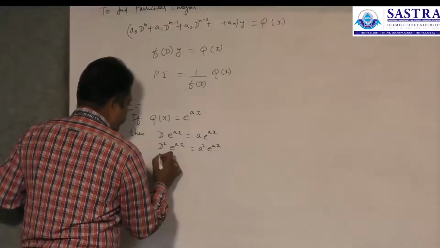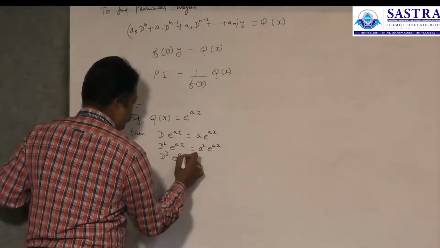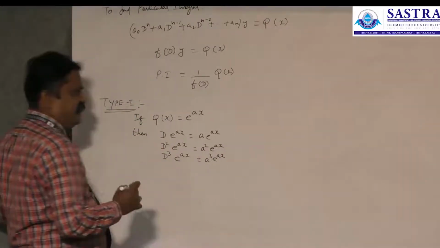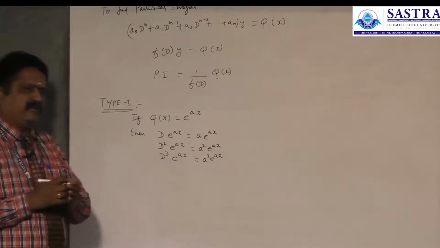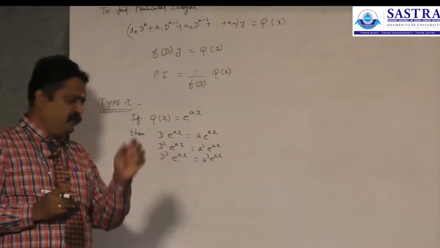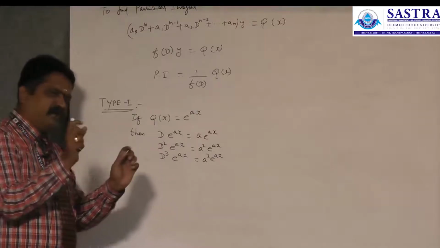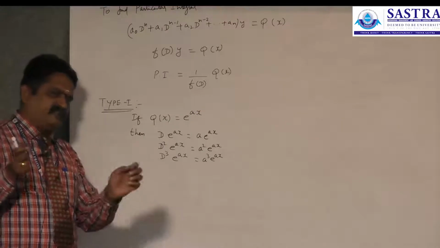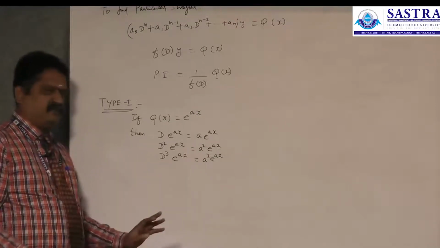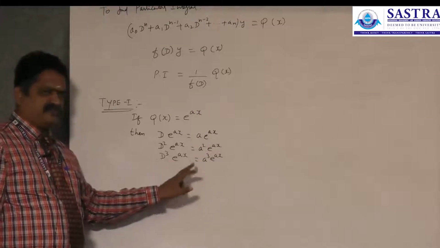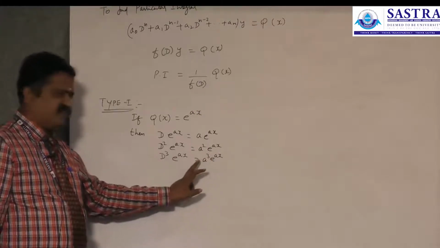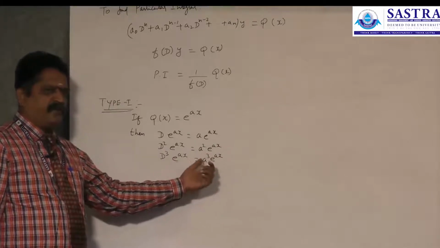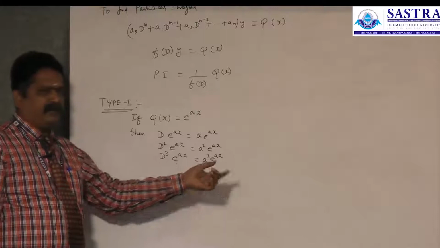If we operate D cube upon e^(ax), we get a cube e^(ax). That is, we have to differentiate e^(ax) three times. First time we get a e^(ax). Second time, a is a constant, keep a as such, differentiate e^(ax), and we get a e^(ax); already a is there, so we get a square e^(ax). Now differentiate a square e^(ax) with respect to x. Keep a square as such, differentiate e^(ax), we get a into e^(ax). So a square into a gives a cube e^(ax).